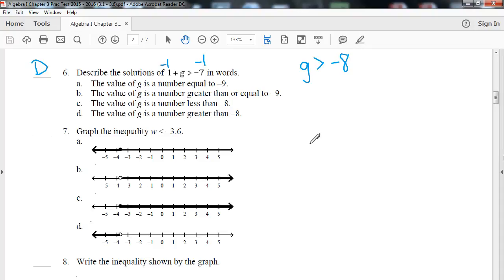And graph the inequality. W is less than or equal to -3.6. The or equal to inclusion bar here indicates a closed dot. So that's neither of the open dot problems. And less than means arrow to the left. Less and left go together there. So we have A.